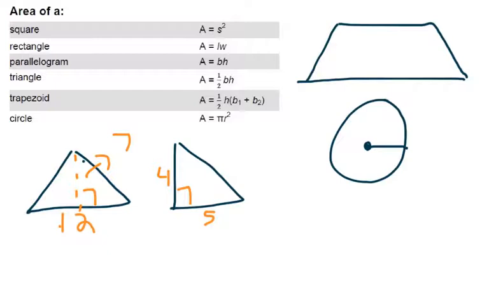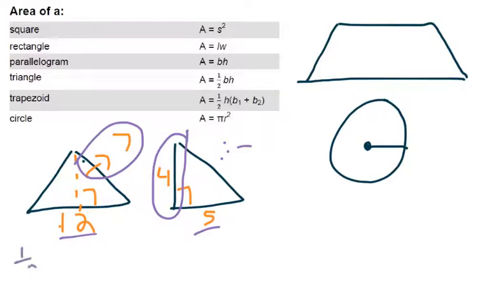So the formula for a triangle is 1/2 base times height. So the base is just these bottom numbers here, and then in this case our height is 4, but if we don't have that straight edge like we do in this triangle, they'll draw that dotted line, and so on this one, our height is 7. So all we do is just plug these into our formula.